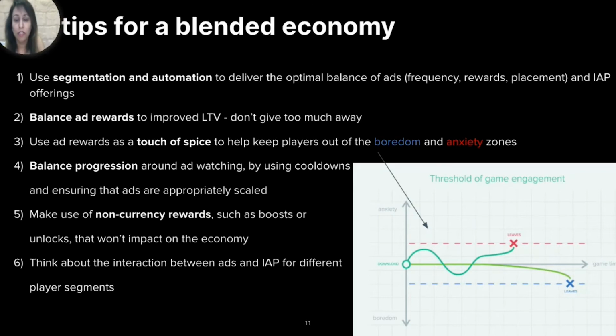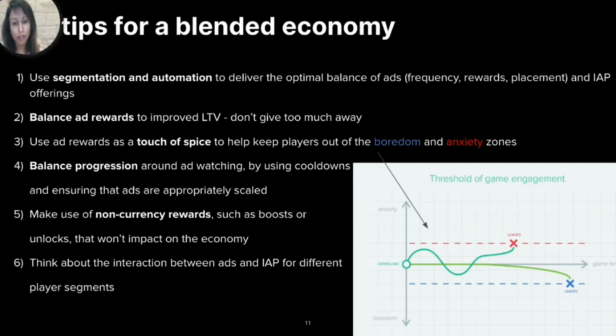So what are these? The things that we think are advantages in thinking about a blended economy are: one, use segmentation and automation to deliver an optimal balance of ads and in-app purchase offering. Two, test and learn quickly, understanding and evaluating the campaigns, in-app purchase campaigns, repeat spend campaigns, ad campaigns, etc. Third, apply all the science and rigor to ads as has been applied to in-app purchase. Balancing out rewards to improve LTV is a major consideration, so as not to over-reward players in terms of ad consumption.